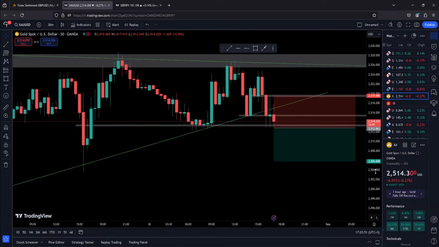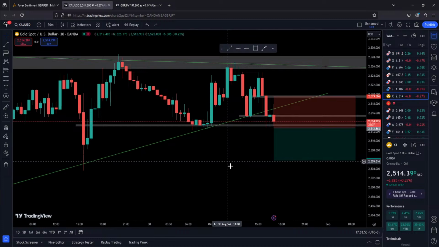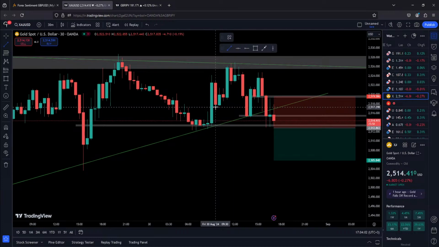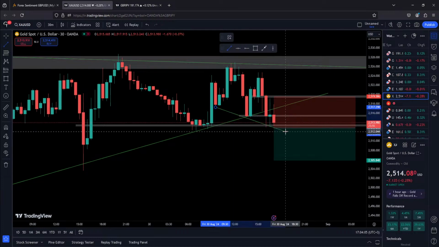So let me just quickly draw some more trend lines to get some clarity about the trade. So number one will be this one over here.